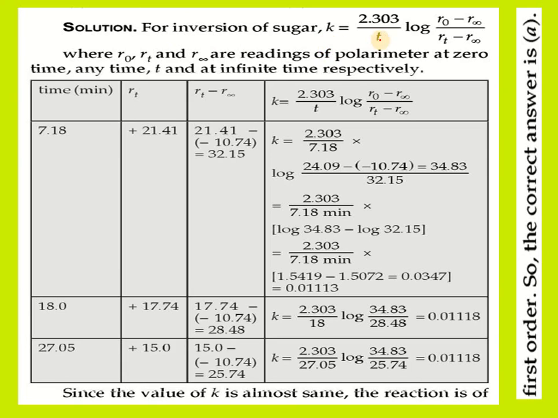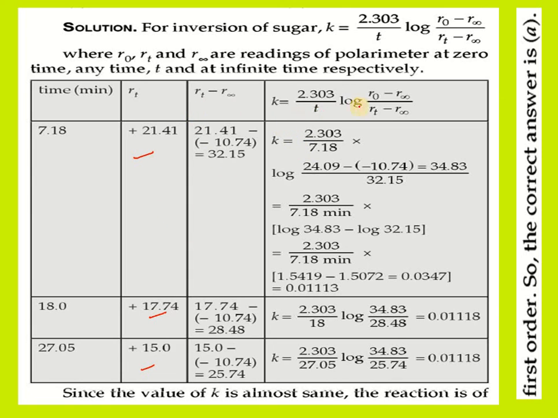So we have to start with the inversion of sugar rate constant formula: 2.303 by t log of (R naught minus R infinity) by (Rt minus R infinity). Here in the question R naught, Rt and R infinity are the readings of the polarimeter at zero time, any time t, and infinite time. Readings of the polarimeter at zero time and different time intervals, and infinite time, are noticed. So this is the value at time t, that means 18 minutes, 27 minutes, this is the rate calculated.